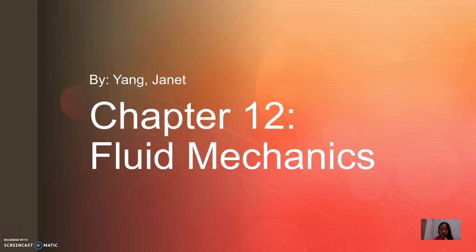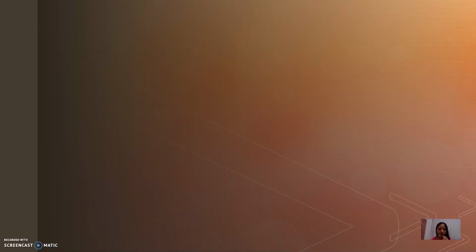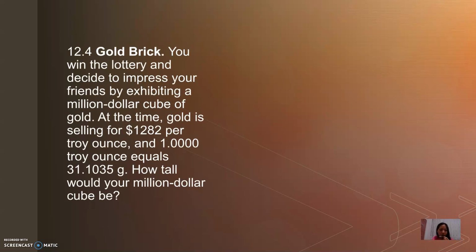For this video, I will be discussing three problems from University Physics Chapter 12, Fluid Mechanics. Problem 12.4, Gold Brick. You win the lottery and decide to impress your friends by exhibiting a $1,000,000 cube of gold. At the time, gold is selling for $1,282 per troy ounce, and 1 troy ounce is equal to 31.1035 grams. How tall would your $1,000,000 cube be?